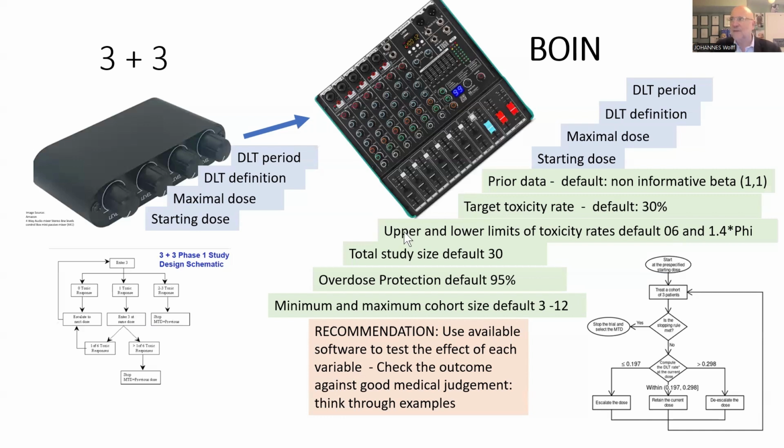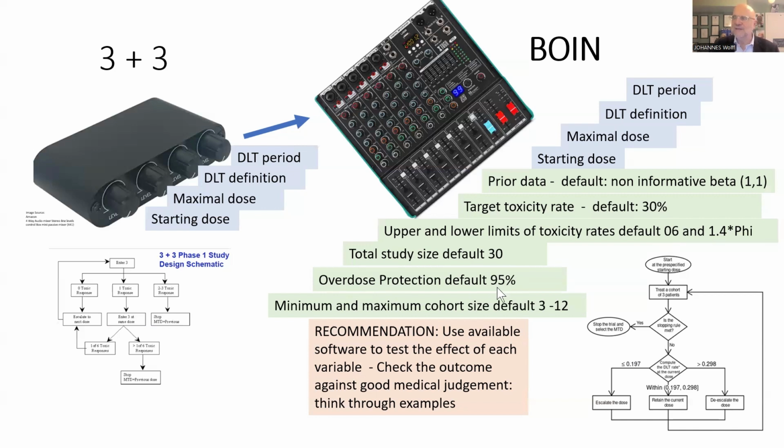For BOIN design and for mTPI and so on, you need an upper and lower limit of toxicity, what you accept as the range of what is acceptable. That's the phi. And the paper recommends 0.6 and 1.4 times phi for those rates. You need a total study design size, and a phase 1 study may have 20 to 30 patients. So you can go in the discussion for the first draft of your protocol with, let's say, 30 total study size. The overdose protection, a default may be 95%.